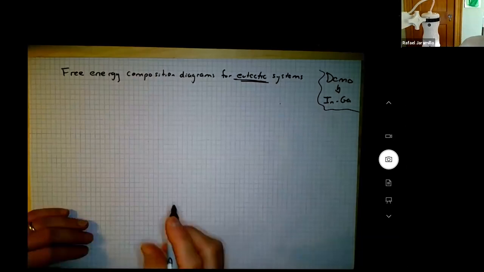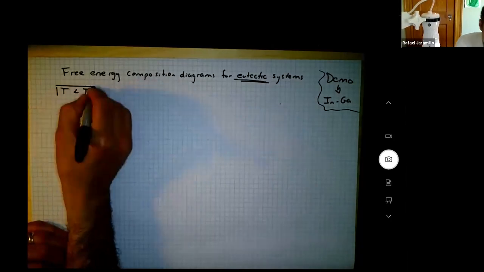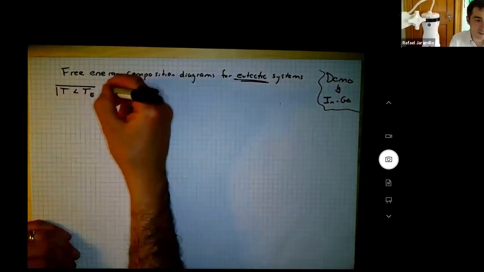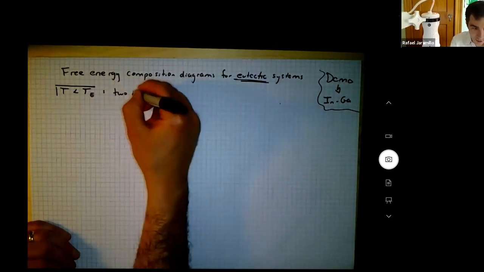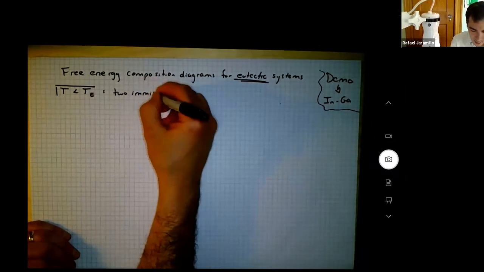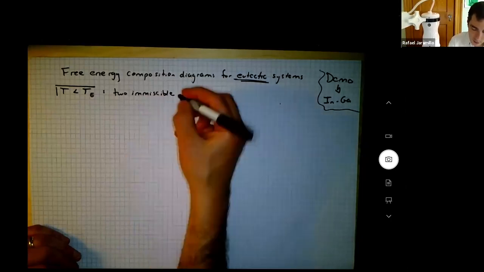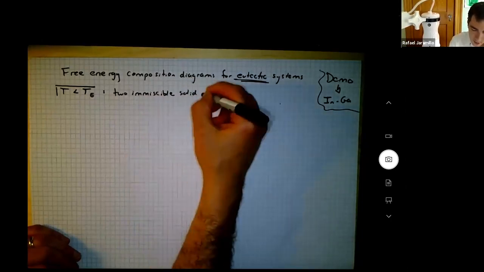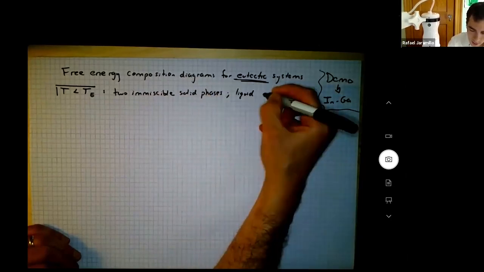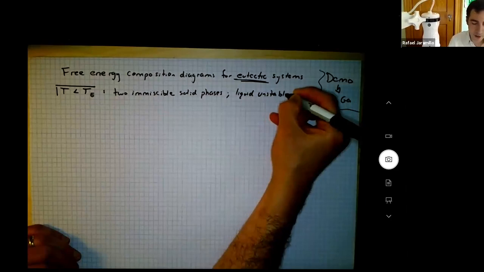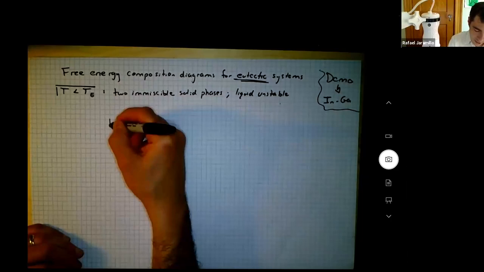All right, so let's draw a free energy composition diagram here. We're going to start with the temperature below the eutectic point. I'm afraid I'm going to fail my spelling test here. Is that spelled correctly, anybody? Two immiscible solid phases, liquid unstable. Okay, below the eutectic point, the liquid is unstable. I have two immiscible solid phases.